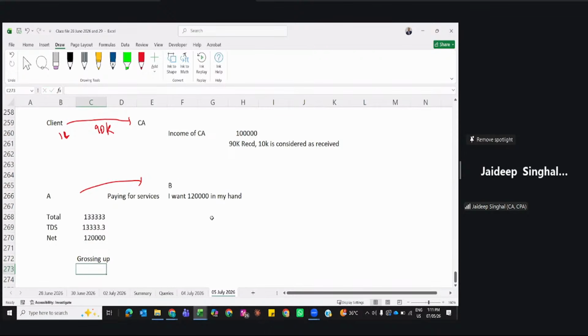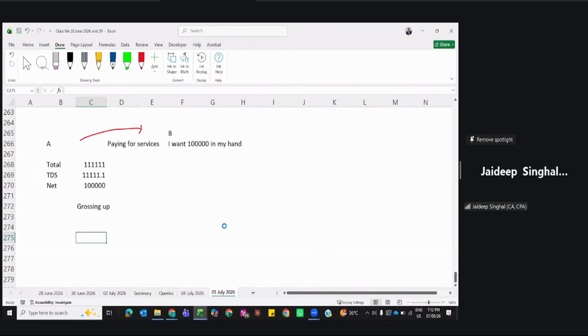Can Mr. A just do one thing? Let me change this figure to 1 lakh. He will say, okay, 1 lakh is the amount, 10,000 is the TDS, 1,10,000 I will show. Is this possible? Can Mr. A show like this?